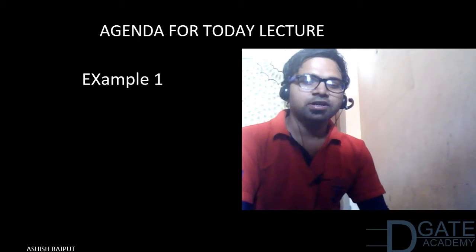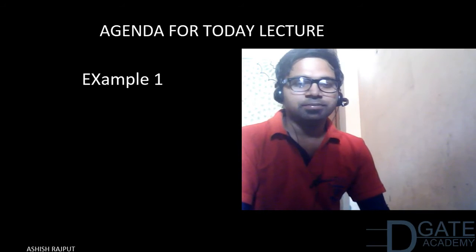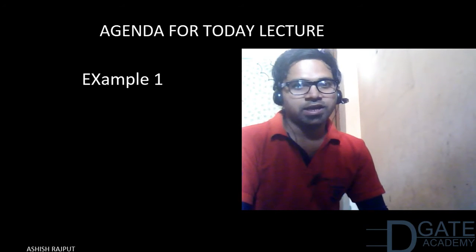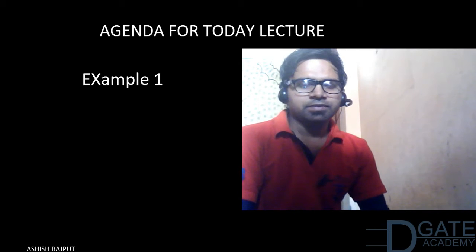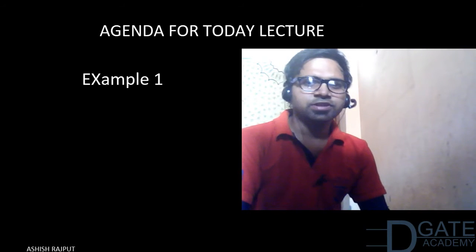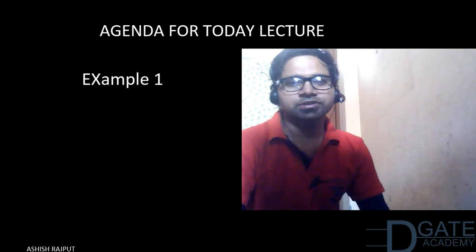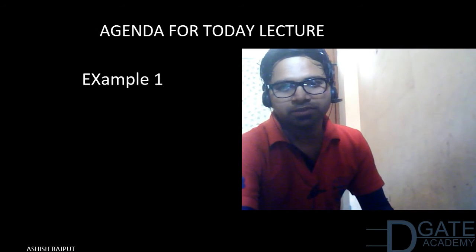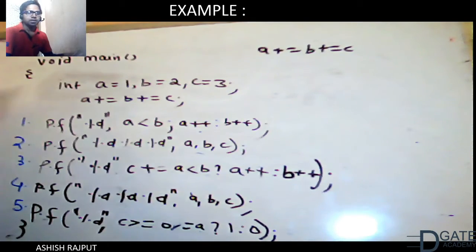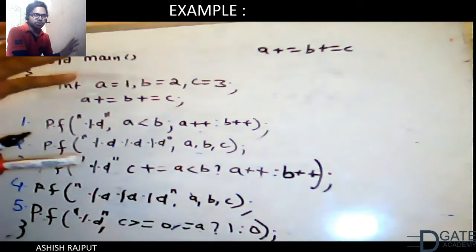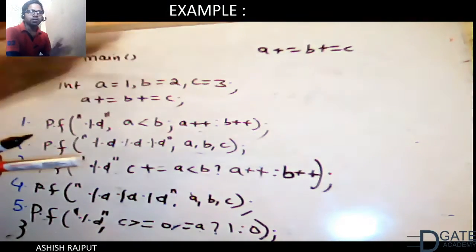In this lecture we deal with one example of the precedence rule and associativity rule. In the last lecture we briefly covered the definitions. In this lecture we deal with an example of precedence and associativity rules. So this is the example. I will provide it, and you can pause this screen and try it yourself.